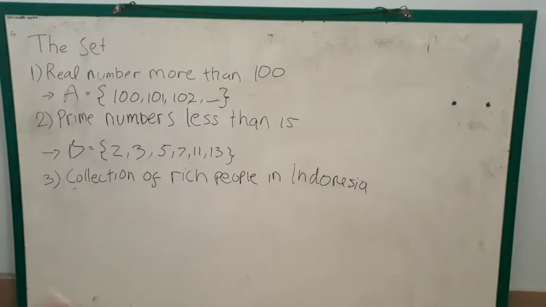In the third example, I will give you a non-set, or not a set: a collection of rich people in Indonesia. This sentence is said to not be a set because it is unclear and not specific. And then, rich people has a relative meaning.